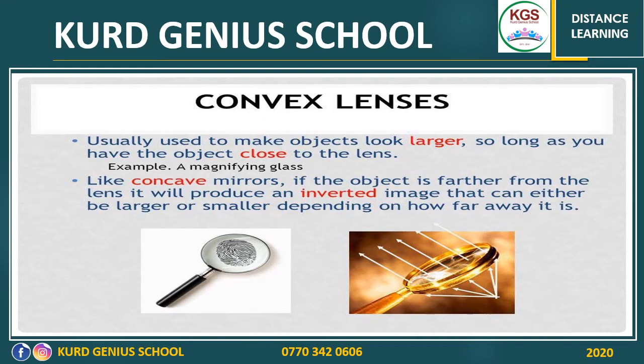Our eyes contain a lens. Which type is it? It's a type of convex lens. In microscopes and also in cameras, we use convex lenses. Like a mirror, if the object is farther from the lens, it will produce an inverted image that can be either larger or smaller depending on how far away it is.